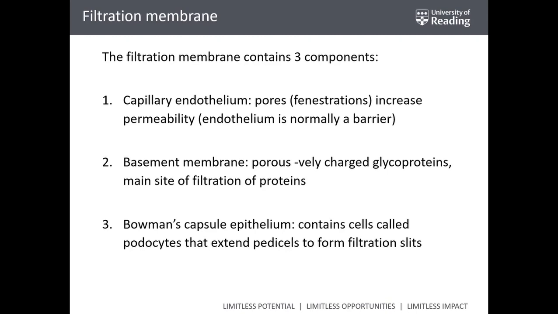So normally the endothelium is a barrier, okay? While the role of this endothelium in the glomerulus is to actually allow filtration. So it's a particular kind of endothelium with large solutions of continuity between one cell and the other, so large pores called fenestrations, increasing permeability. Basement membrane, so again, very porous and negatively charged like proteins, and that's the main site of filtration of proteins. And then, of course, the Bowman's capsule and the epithelium itself.